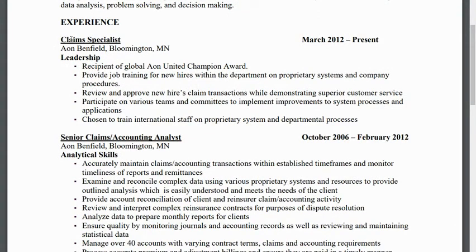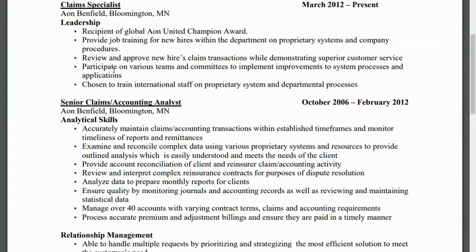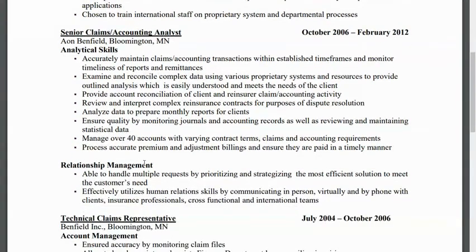So you have the title of the job, in her case bolded and underlined. She's got the name of the company, where it was from. Over here, she's got when she was working there. And then what is she talking about? Bullet points that describe her skill set. Job before that, senior claims accounting analyst, right? Name of the job. When was she doing the job? What company was the job for? Analytic skills, relationship management skills. Again, bullet points explaining what she's done.